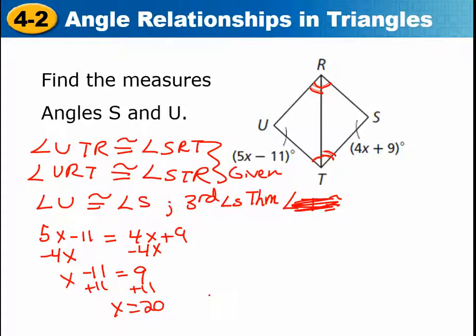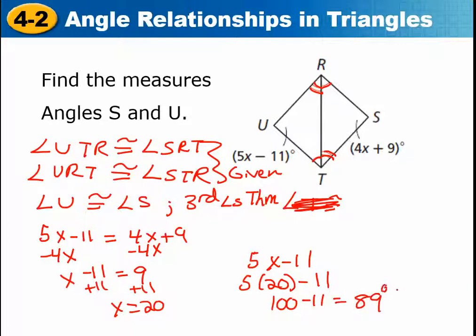Now we're not done until we find the measure of angle S and U. Well, how are we going to do that? Oh yeah, we have an expression. So angle U is 5x minus 11, so that's 5 times 20. 5 times 20 is 100. Let's see, 100 minus 10 would be 90, but we actually have one more than that, so 89 degrees. We should get the same answer over here. You could plug it in if you want, or you could just say it's 89. It's not hard though. So this would be 4 times 20, which is 80. 80 plus 9 indeed is 89 degrees. So we know for sure we did it right then.